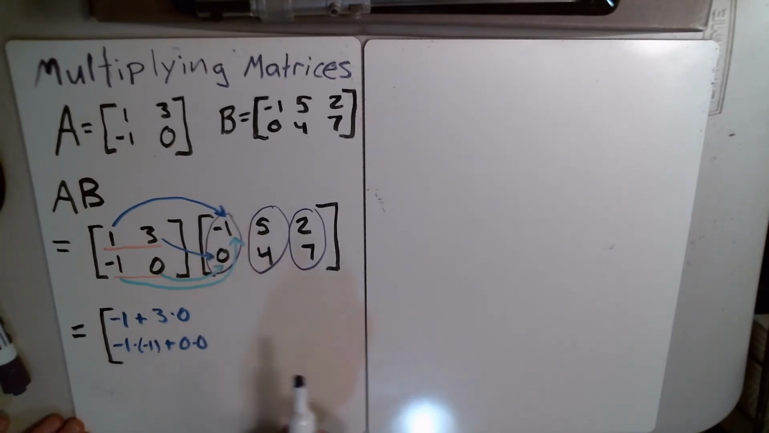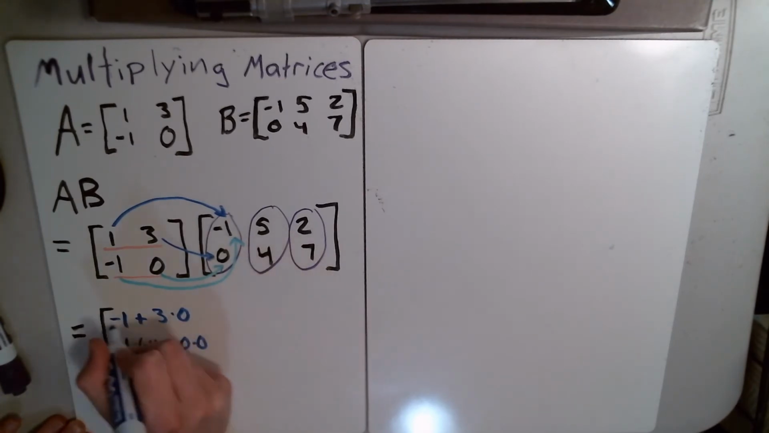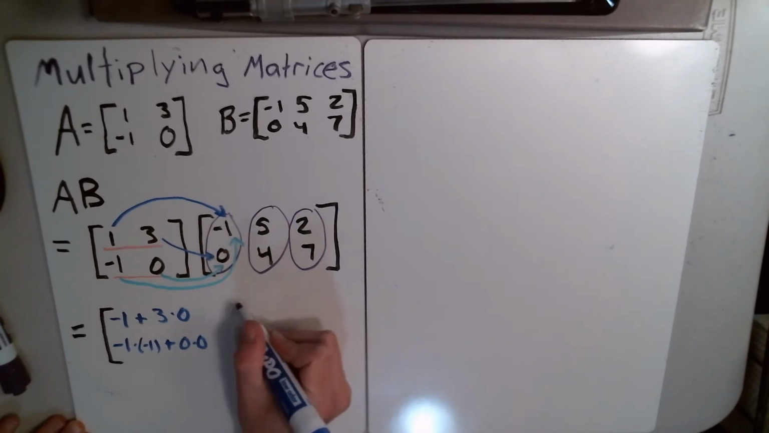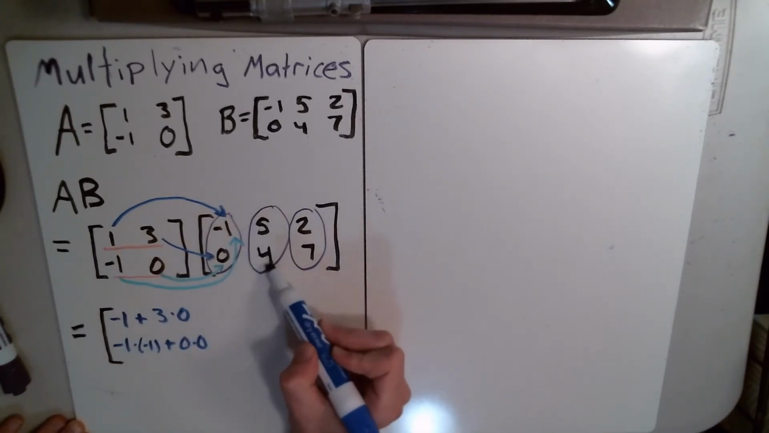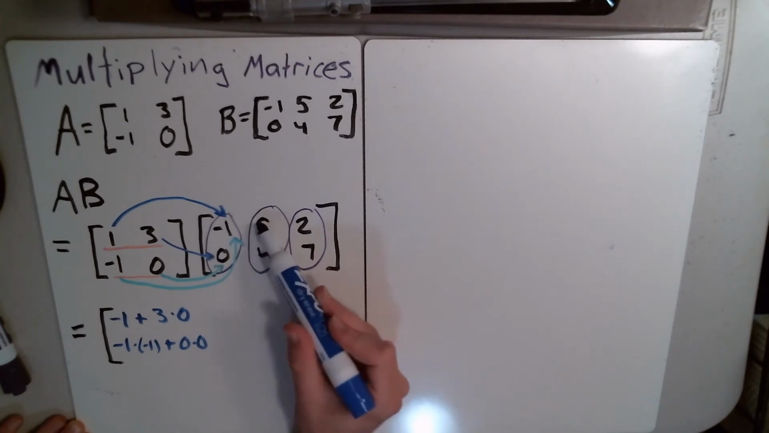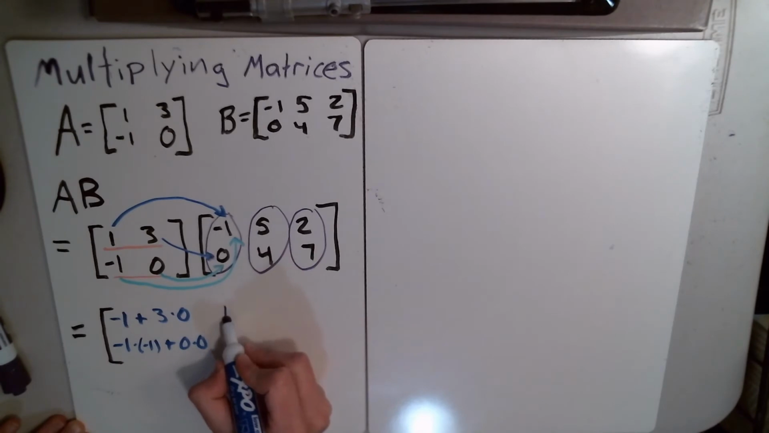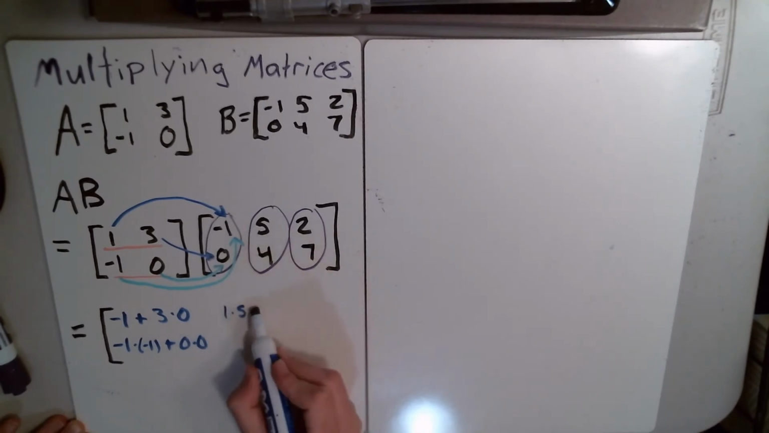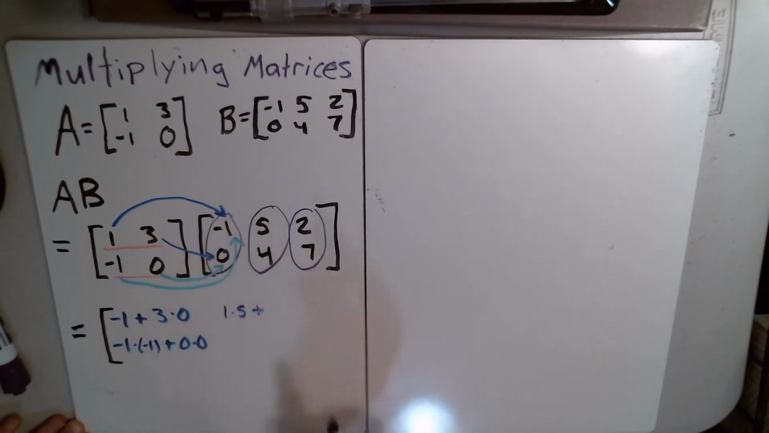Let's see how this works even further. Now I'm looking for this spot in my matrix, so that would be first row, second column. First row, second column means I'm going to use the first row here and the second column now. So I do 1 times 5 plus 3 times 4.